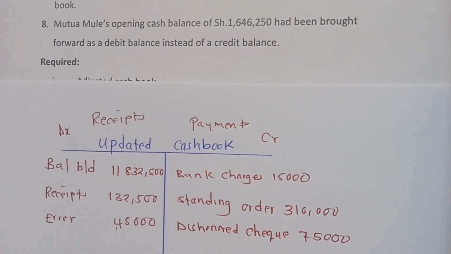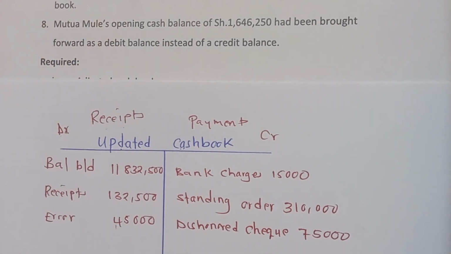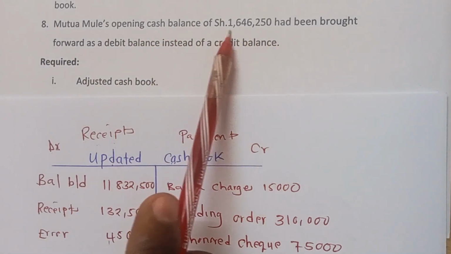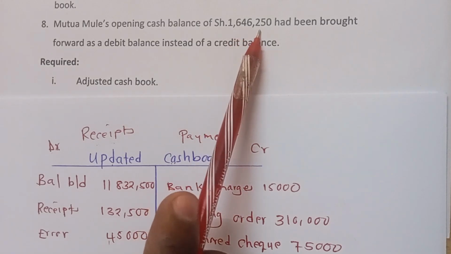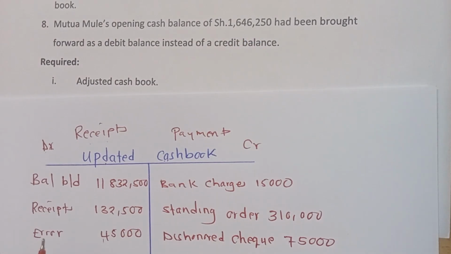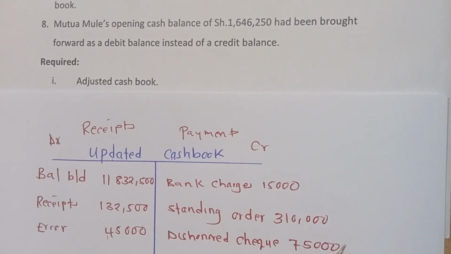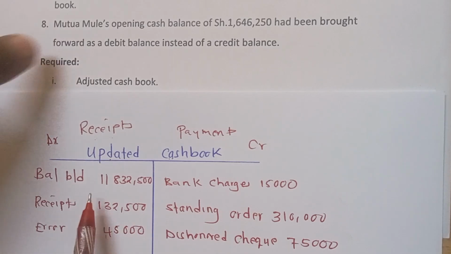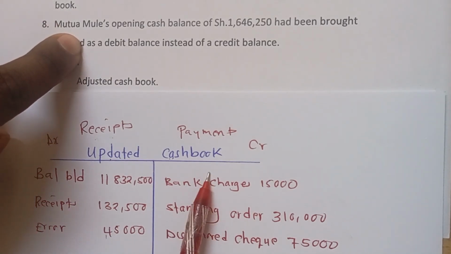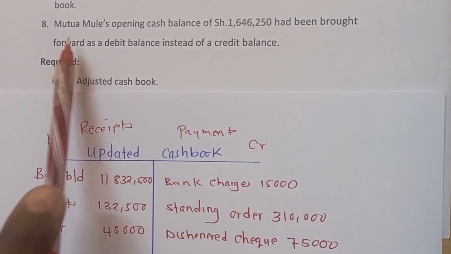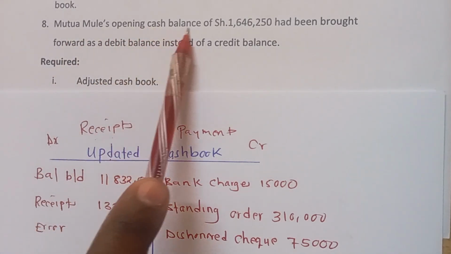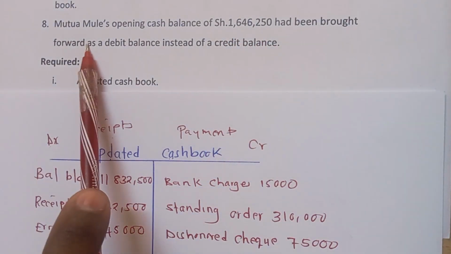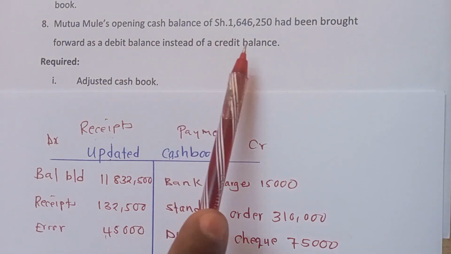Then we go to item number 8, and you are told that Mutua's opening cash balance of 1,646,250 had been brought forward as a debit balance instead of a credit balance, meaning this balance was supposed to be recorded on the credit side.